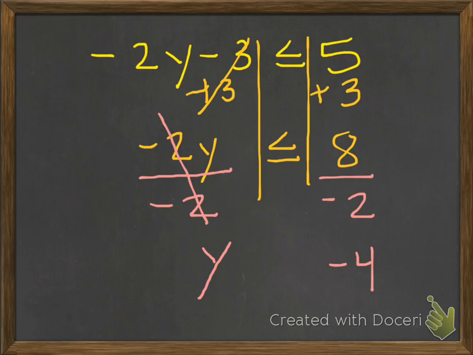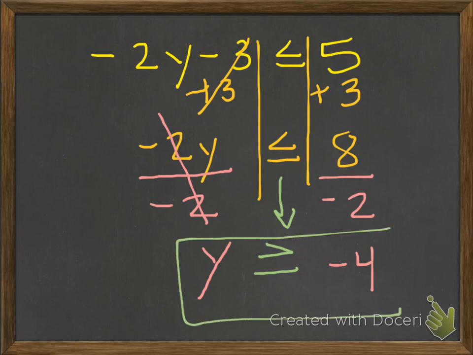There's one crazy thing I need you to know, though: anytime you multiply or divide by a negative in an inequality, you're going to flip your sign. So this sign currently says less than or equal to. You need to flip it to read greater than or equal to. So your answer is y is greater than or equal to -4. The reason why you do that is to make the inequality true.